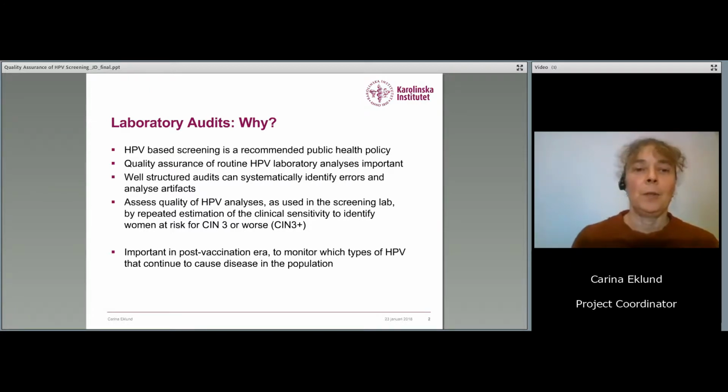Why do we want to do laboratory audits? Since HPV-based screening is recommended as a public health policy in many countries, it has been important that the quality assurance of routine HPV laboratory analyses is done. Well-structured audits can systematically identify errors and analyze artifacts. It assesses the quality of HPV analysis as used in the screening lab by repeated estimation of the clinical sensitivity to identify women at risk for CIN3 or worse. This is important in the post-vaccination era to monitor which types of HPV continue to cause disease in the population.